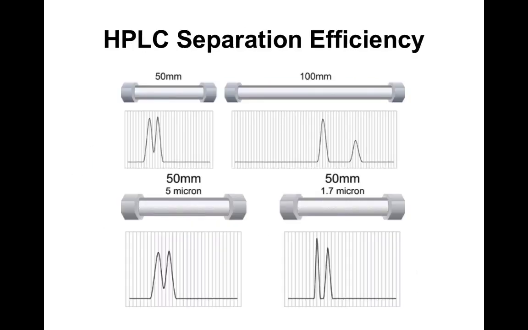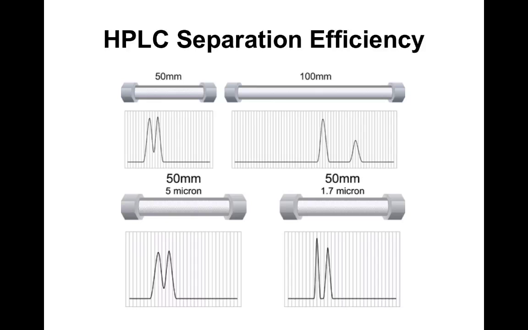Now, efficiency of separation is measured typically by how well you can separate peaks. And generally, the longer the column, the better the separation. So you can see on one side at the top, there's a 50 millimeter column. 2 peaks are barely separable. With a 100 millimeter column, the 2 peaks are nicely separable. Problem with long columns is that it takes a long time to run the separation.